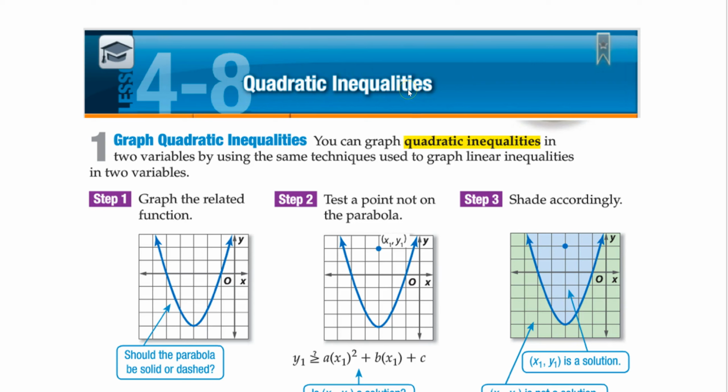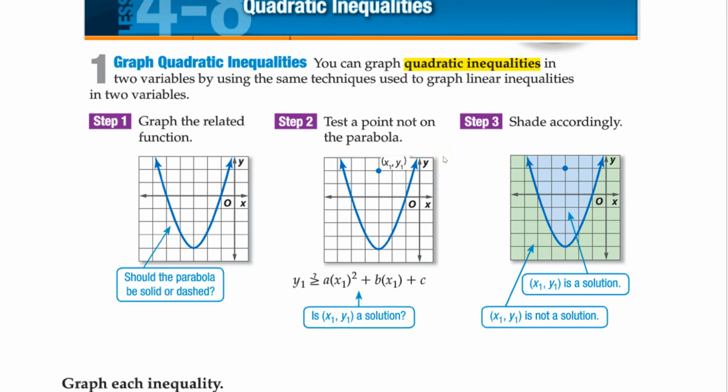4.8, quadratic inequalities. So now we're going to graph quadratic inequalities. Just like before, we know how to graph a quadratic function. The fact that it's an inequality means we're going to have a greater than or less than sign, so it's going to be dotted or solid. And then we have to shade accordingly.